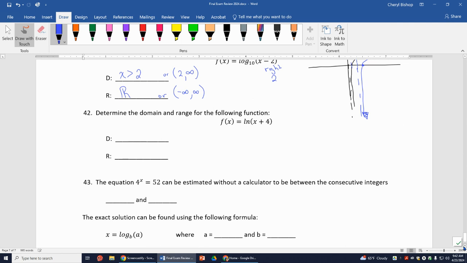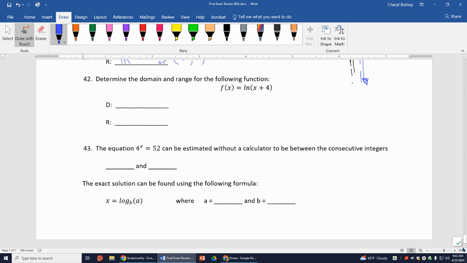Let's look at 43, our last problem. So 4 to the x equals 52 can be estimated without a calculator. I know that 4 to the first is 4. 4 squared is 16, and 4 cubed is 64. So 52 falls in between 16 and 64, so that means it is between 2 and 3.